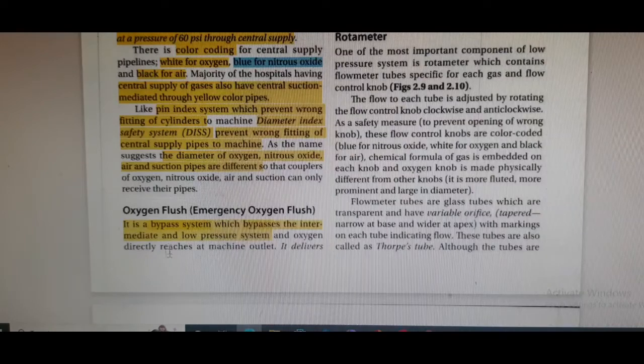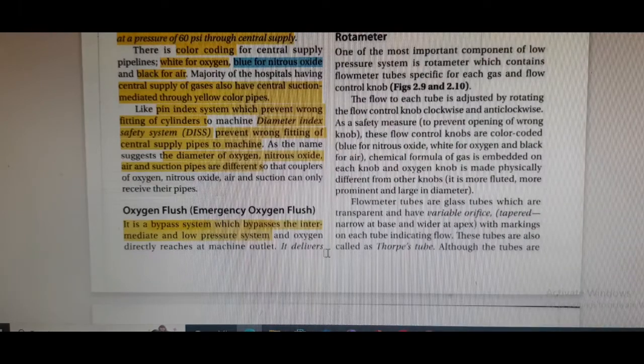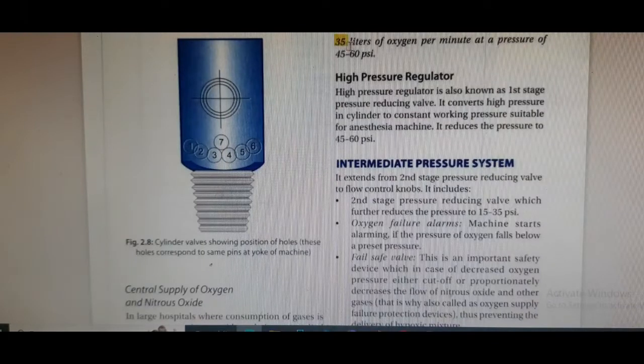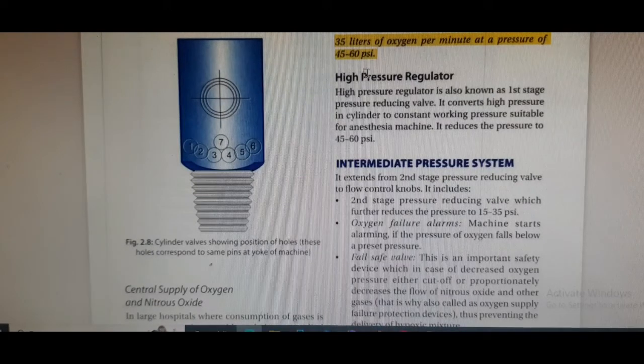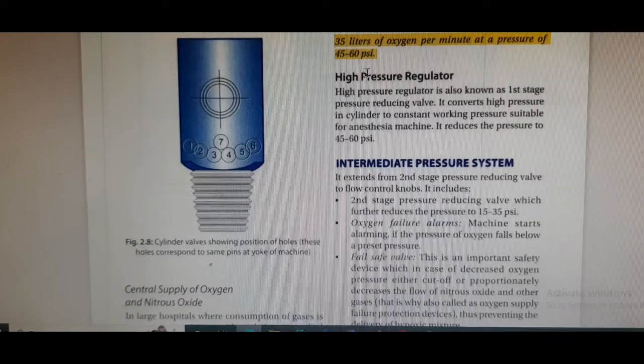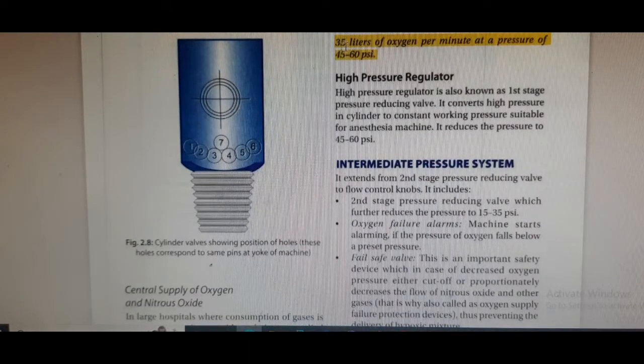So oxygen directly reaches the machine outlet. It delivers 35 liters of oxygen per minute at a pressure of 45 to 60 psi. That is the pressure of the oxygen flush. There's a button in the anesthesia machine called oxygen flush, wherein on pressing the button, there is a flow of oxygen at a pressure of 45 to 60 psi, and 35 liters of oxygen per minute is delivered. So that is the oxygen flush.